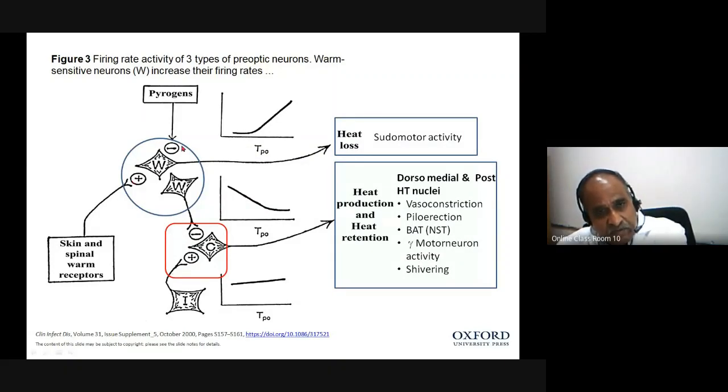At the same time, when this input is not coming, this is not activated. If this is not activated, that means there is no inhibition on the cold receptors. And at the same time, there are some inhibitory parabrachial neurons. They will try to activate the cold receptors. So they will enhance this heat production or heat retention.